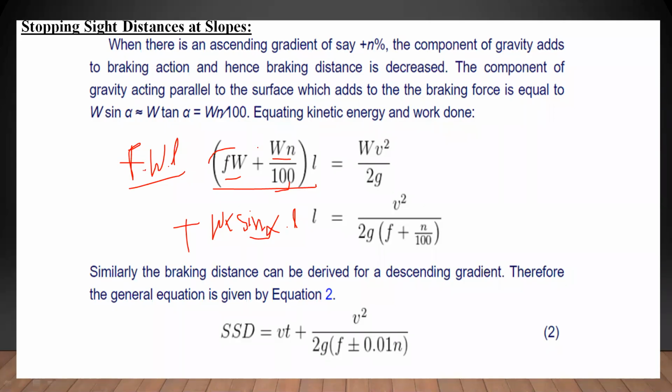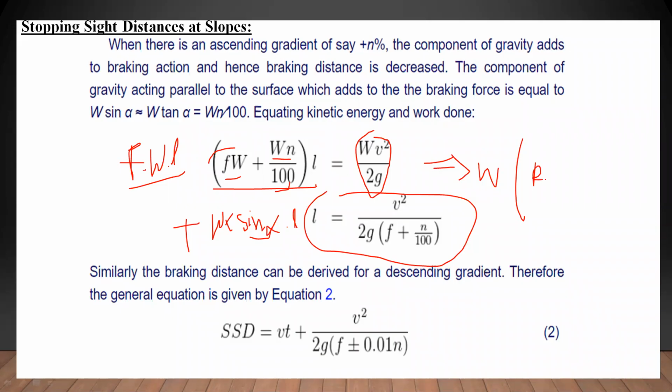The work done for stopping of the vehicle on the left hand side is equal to W V square by 2g. This is the kinetic energy of the vehicle, the same as for the stopping sight distance at level road. If I keep only L on the left hand side, I'll get this equation. If I take W outside as common, I'll be left with F plus N divided by 100, which is equal to W V square by 2G.